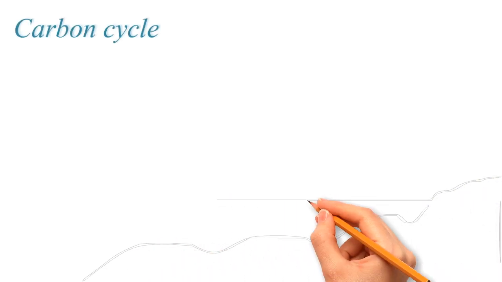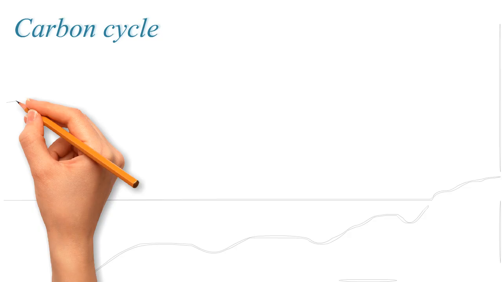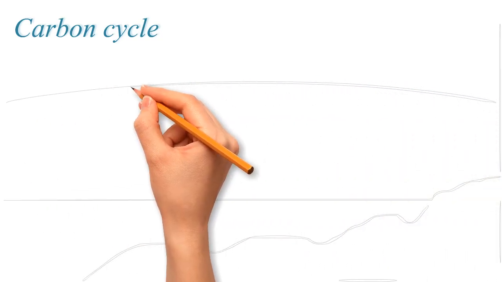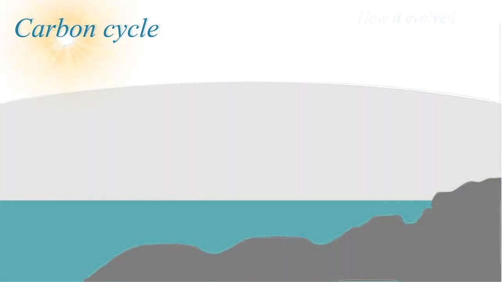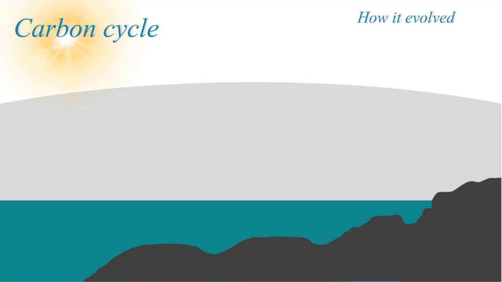This video describes the carbon cycle, how carbon moves between the air, water, land, and living things. We'll look at how the carbon cycle evolved to support life, how humans have disrupted it, and what we can do to help restore balance.